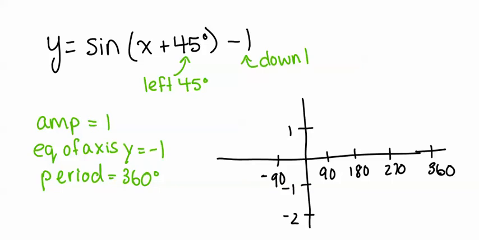Okay, so if I wanted to graph this function, normally I'm starting at (0, 0) for sine, but this time I'm actually going to shift left 45 and down 1. So I'll be right there. Then I'm normally at (90, 1), but I'm going to shift left 45 and down 1. Then normally I'm at (180, 0), but I'm going to shift left 45 and down 1. Then normally I'm at (270, -1), but I'm going to shift left 45 and down 1. Then I'm normally at (360, 0), but I'm going to shift left 45 and down 1.